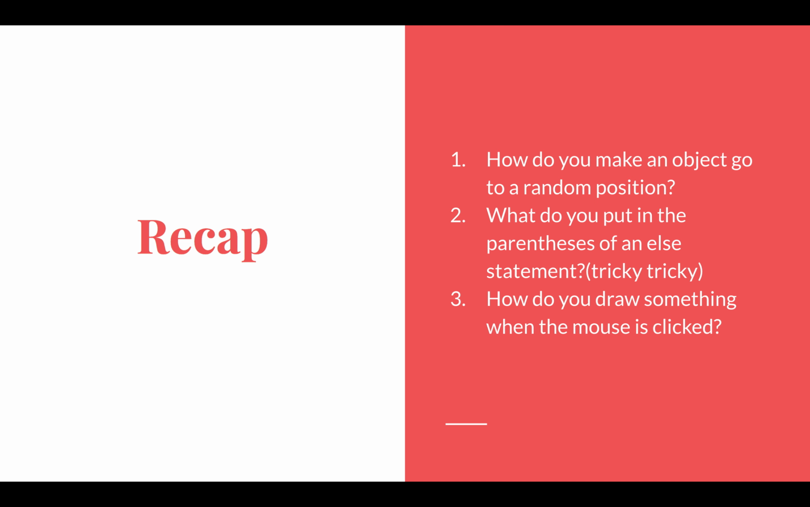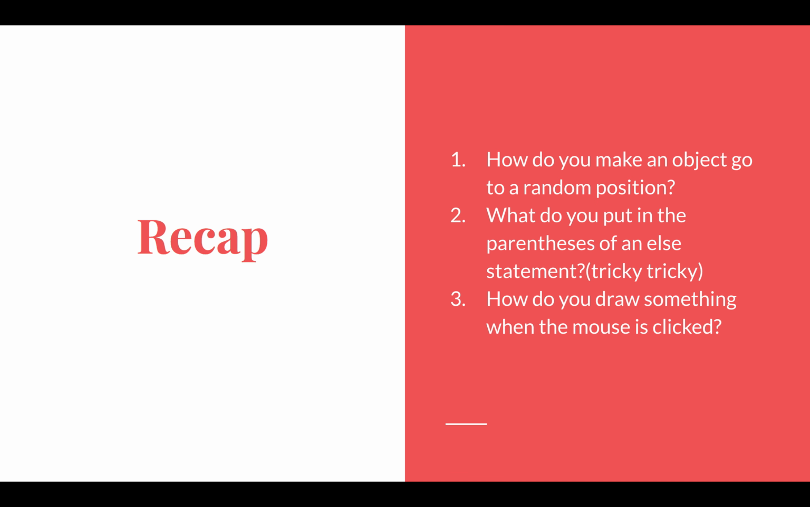All right. So the way you make an object go in a random position is you set its position. You incorporate x and y variables, integer variables, into its position, and then you set x and y to a random value. All right. Else statements don't have parentheses, so you can't put something inside of something that doesn't exist. So nothing is put in the parentheses of else statements.